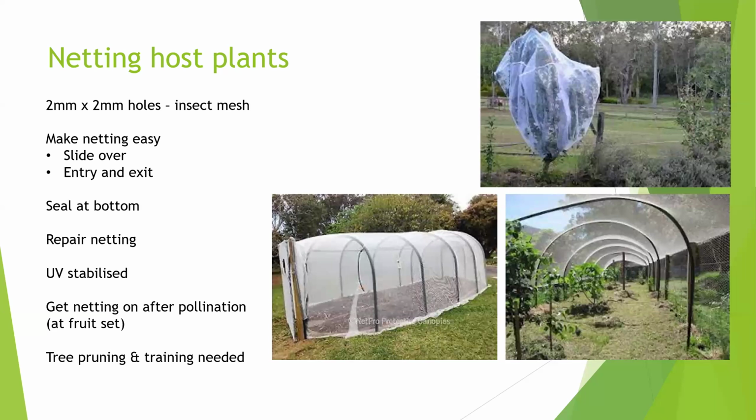Netting seems to be the obvious chemical-free, least disruptive way of dealing with fruit fly. And it's not really dealing with fruit fly as much as it's preventing fruit fly from becoming your problem. Now, the net you need to use is definitely a 2mm by 2mm hole or smaller. It is called insect mesh.